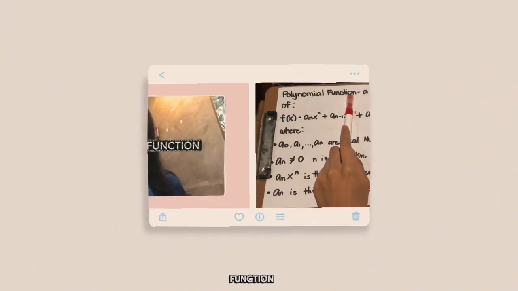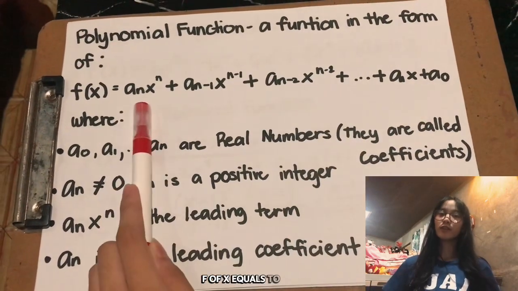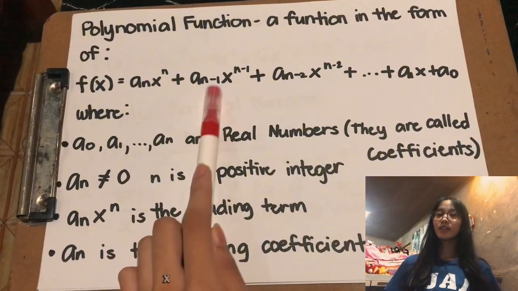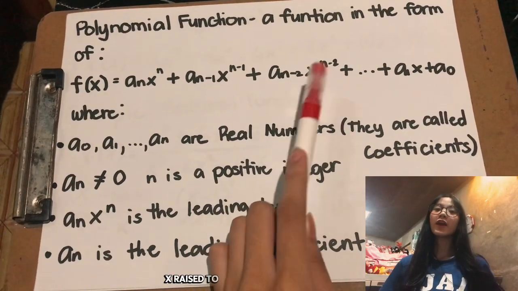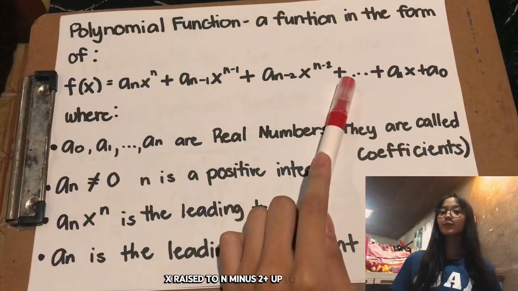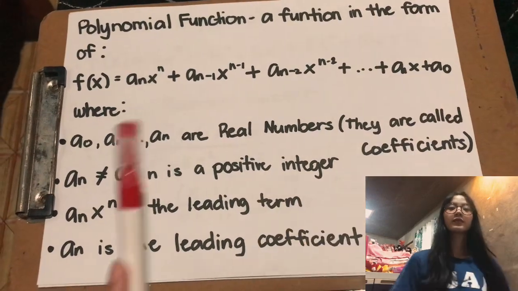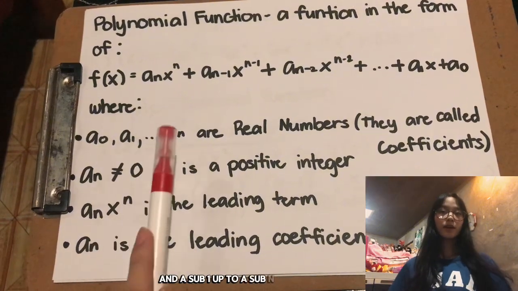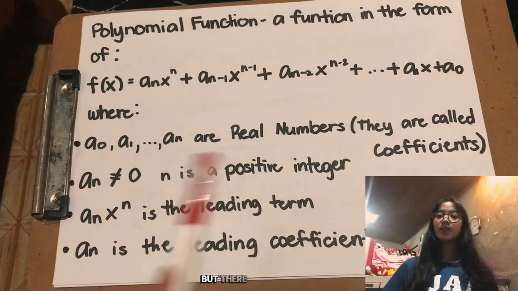So first, I'm going to be discussing the polynomial function. A polynomial function is a function in the form of f of x equals a sub n x raised to n plus a sub n minus 1 x raised to n minus 1 plus a sub n minus 2 x raised to n minus 2 plus up to plus a sub 1 x plus a sub 0, where a sub 0 and a sub 1 up to a sub n are real numbers and they are called coefficients.